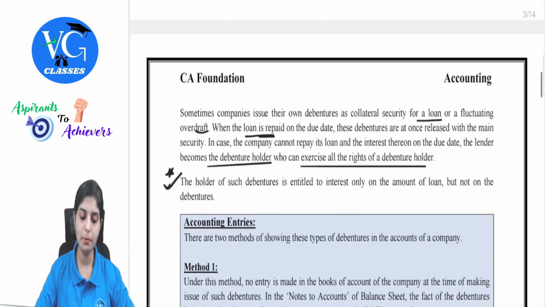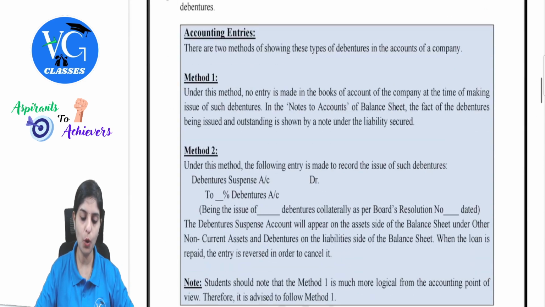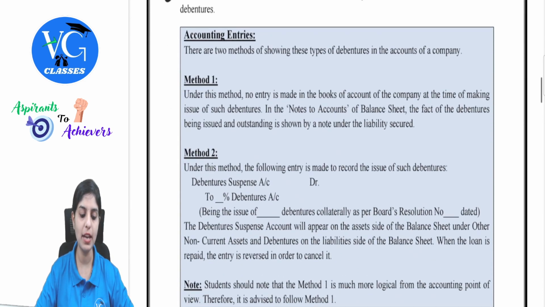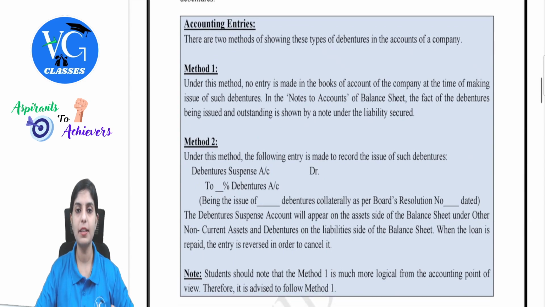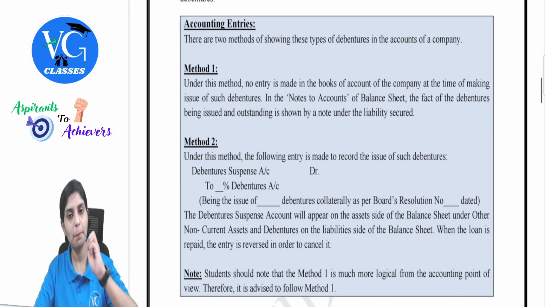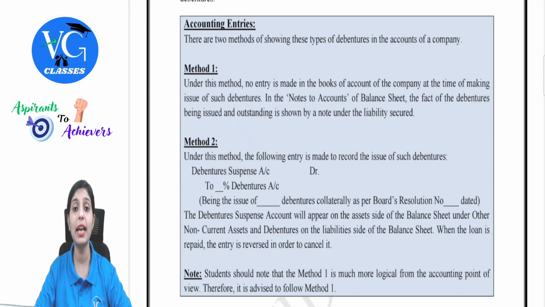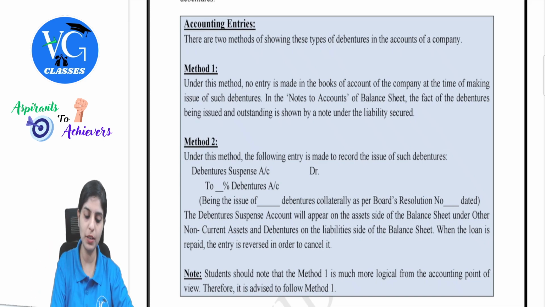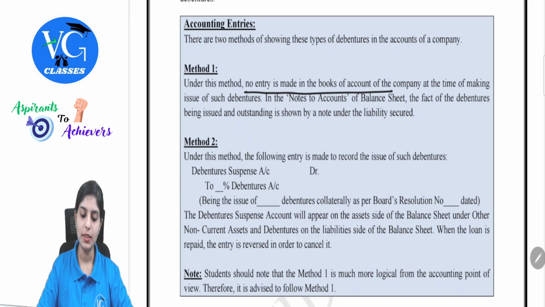Now, we understood the meaning of collateral security. What is the relevance? Why did we have to understand this? We have to record or impact this as an accounting entry if there were any issue of debentures given as collateral security. There are two methods of recording this. First method. Under this method, no entry is made in the books of accounts. Why is there no entry? At the time of issue of such debentures.